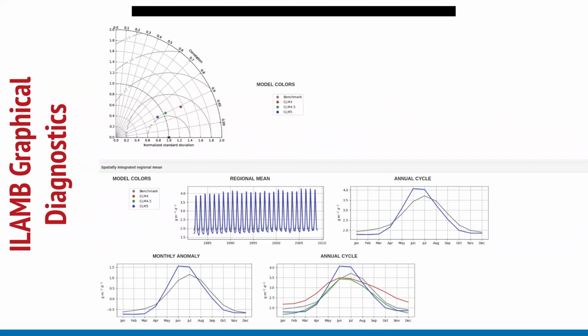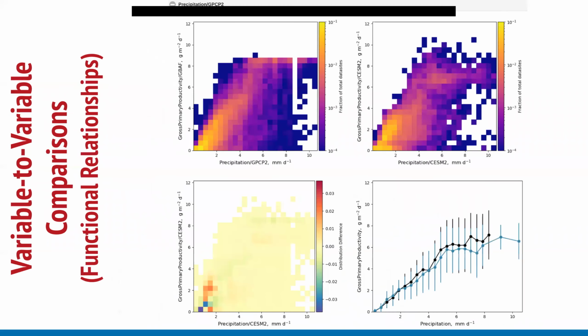And so the whole time series is plotted from the model and the observations overplotted on each other. We can break out just the annual cycle, look at the monthly anomaly, and then the annual cycle with all three models overplotted. For variable to variable comparisons, we generally have something like a heat map.